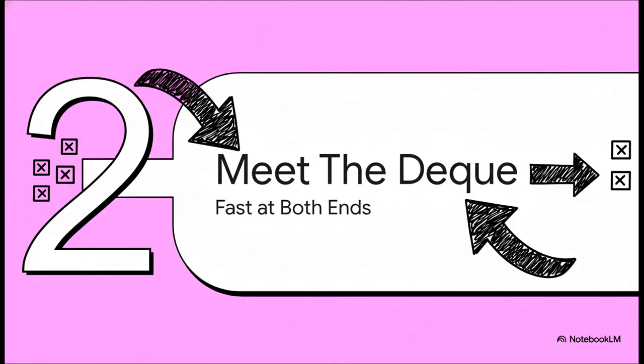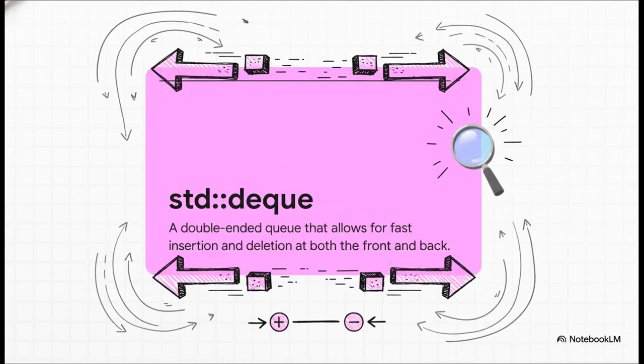So, if front insertions are a problem, what's the solution? Well, what if you really need to do a lot of work at the front? This brings us to our first specialized tool. Let's meet the deque. The name pretty much gives it away, right? A deque is a double-ended queue. Its entire reason for existing is to be blazing fast when you're adding or removing things from either the front or the back. That's its superpower.